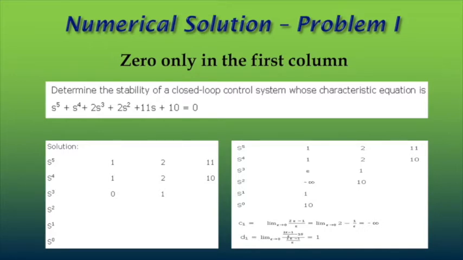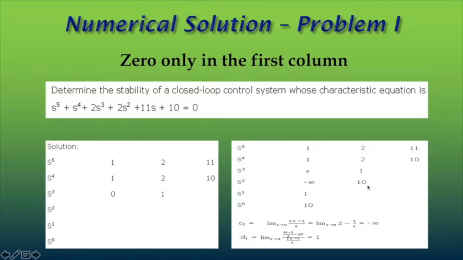Then two conditions are satisfied, as I have already discussed in the last slide. So this 0 is replaced by epsilon. Then calculate the value of C1: 2 epsilon minus 1, divided by epsilon. As epsilon tends to 0, this is 2 minus 1 by epsilon. Put epsilon equal to 0, then this is infinity, so this result is minus infinity.